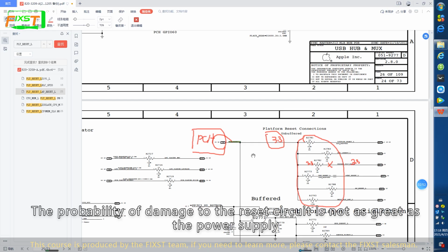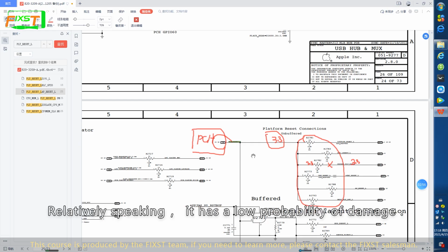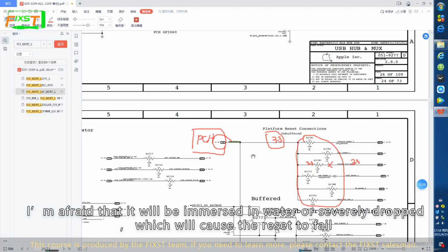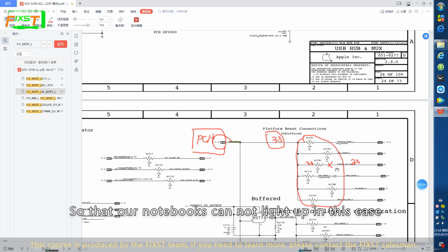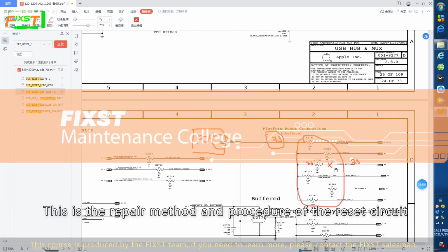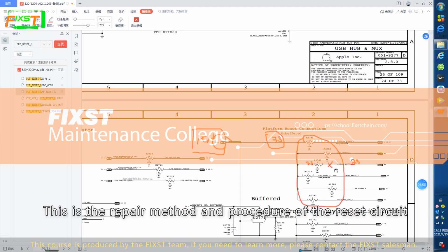The probability of damage to the reset circuit is not as great as the power supply. Relatively speaking, it has a low probability of damage. I'm afraid that it will be immersed in water or severely dropped, which causes the reset to fail, so that our notebook cannot light up in this case. This is the repair method and procedure of the reset circuit.